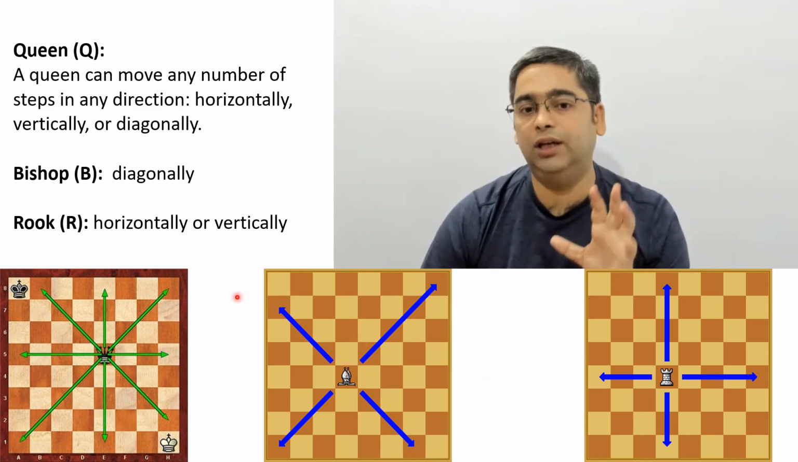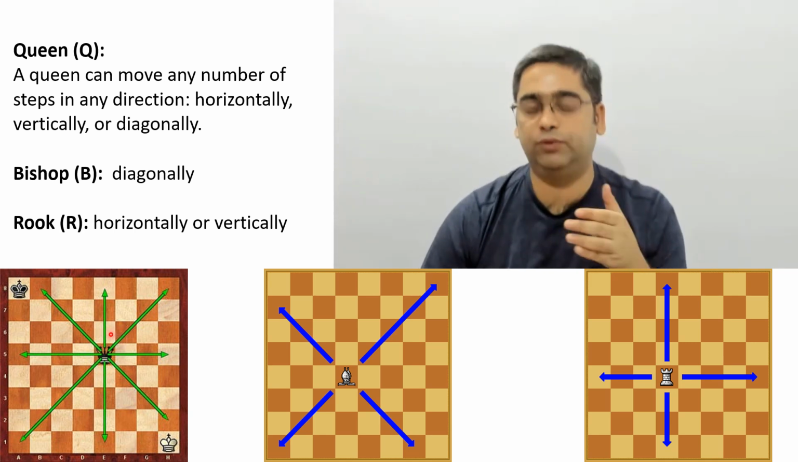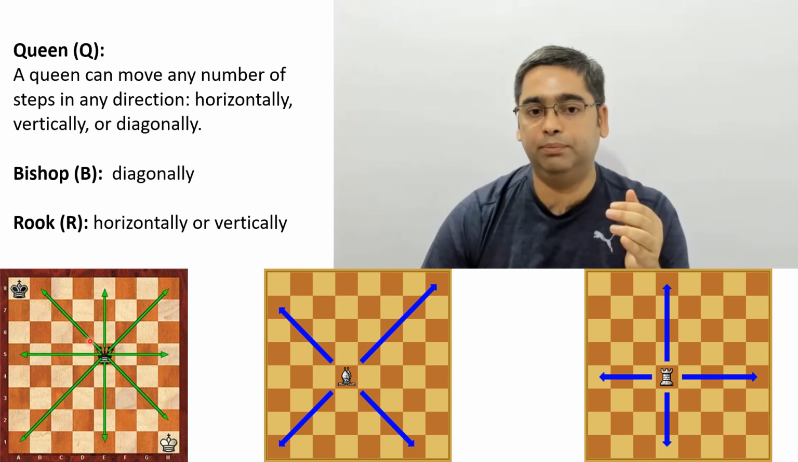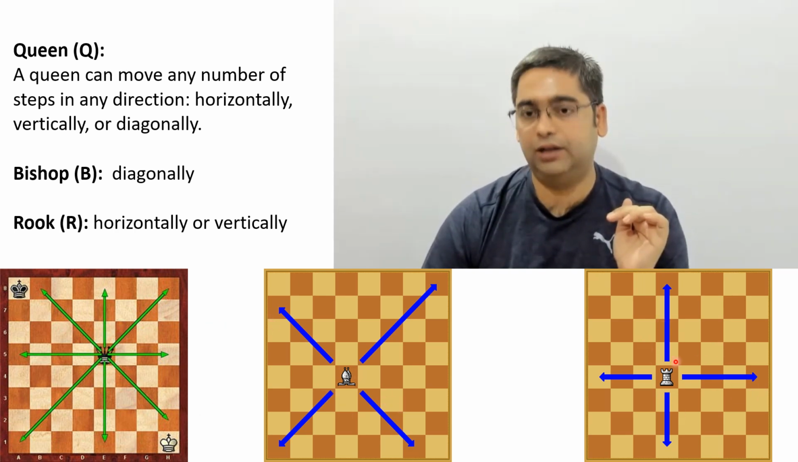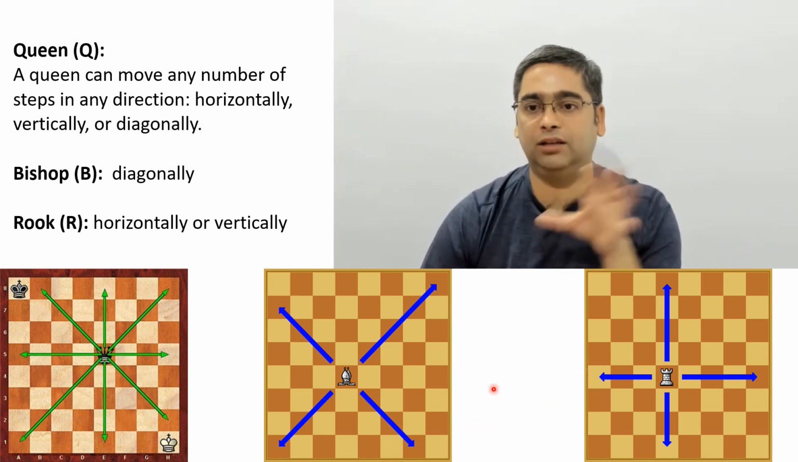So if you kind of see, these pieces actually share common moves. Both queen and bishop move diagonally, and both queen and rook move straight, that is left or right. So we will keep that in mind, and we will use that fact while designing the different moves.